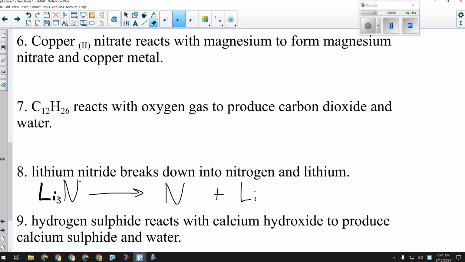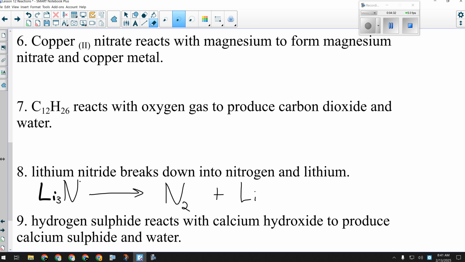Okay, at this point I have to go, all right, is there anything I need to check for? I've got 2 elements here. What should I check for? I should check if any of them are special molecular elements. Okay, is lithium a special molecular element? No, it's a metal. Okay, what about nitrogen? It is. Okay, and what does it come as when it's by itself? As a 2. All right, now I've checked those things.